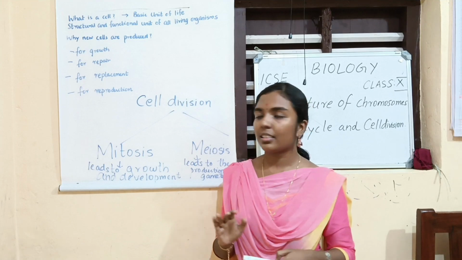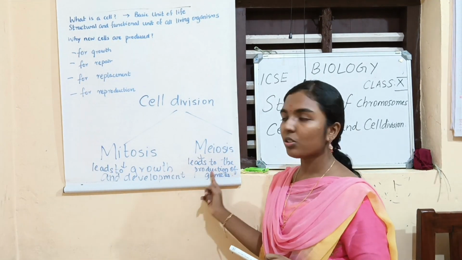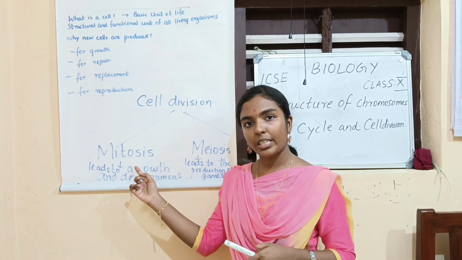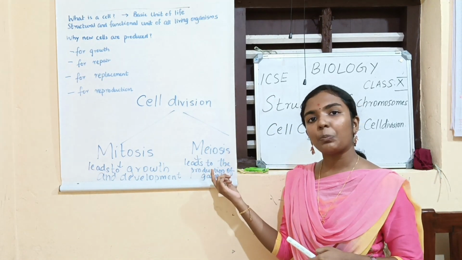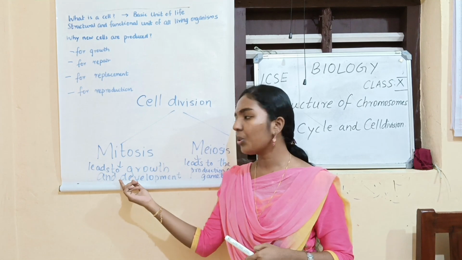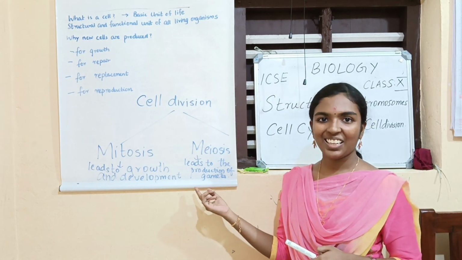Now let's just understand that cell division is of two types, mitosis and meiosis. Mitosis takes place in body cells or somatic cells, whereas meiosis takes place in reproductive cells. Mitosis leads to growth and development, meiosis leads to the production of gametes. Okay?